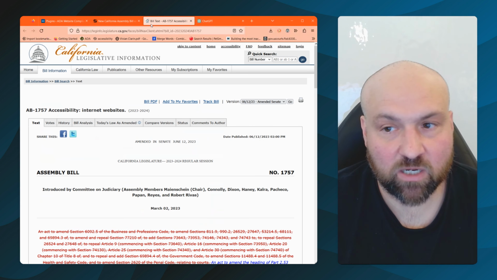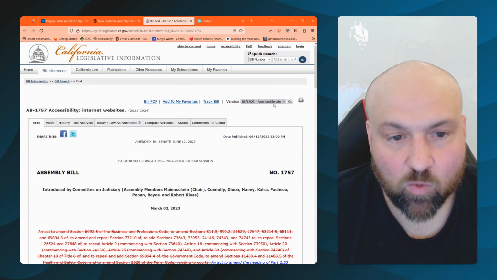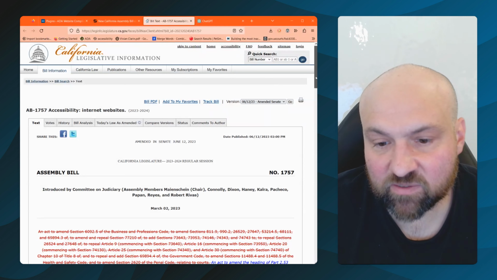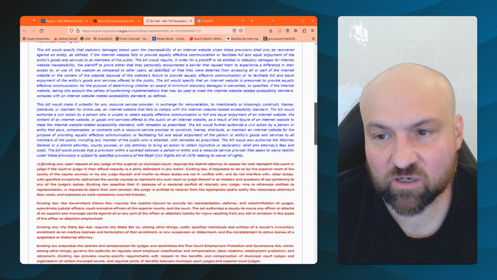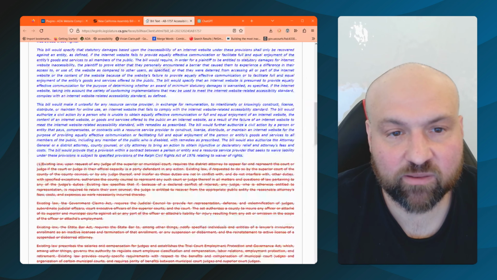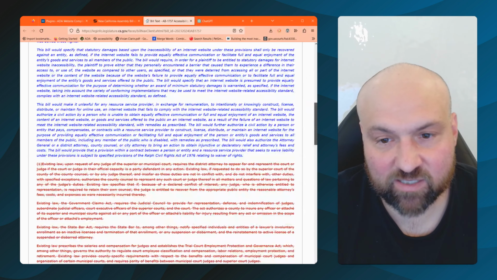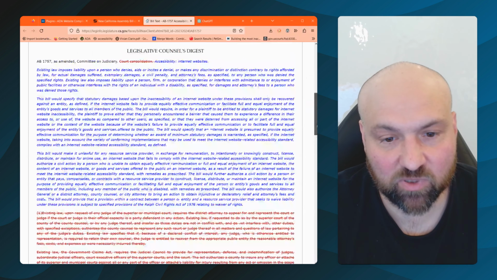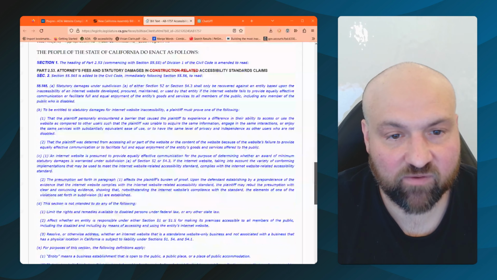And now I'm going to tab over to the bill text itself, and this is AB 1757. As Seyfarth Shaw said, there is language for a bill on the courts, and that language is in red and has been crossed out, and the new language is in blue, and that speaks to digital accessibility. So I'm going to scroll down and read from a few selections.